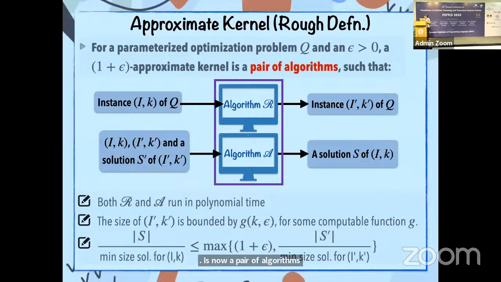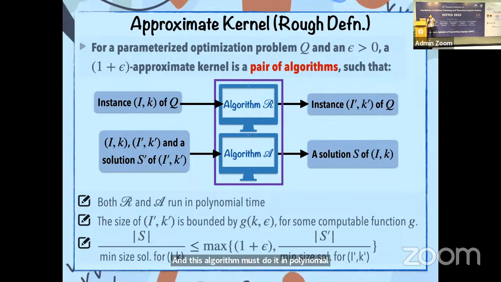The goal of the first algorithm is to take an instance of the problem and output another instance of the problem, but we want the size of the new instance to be quite small, in terms of the size of the parameter. So we want the size of the new instance I prime, K prime to be bounded by some G of K comma epsilon, where G is some computable function. So the goal of the algorithm R is to take such an instance and output another instance so that the new instance is small. And this algorithm must do it in polynomial time.